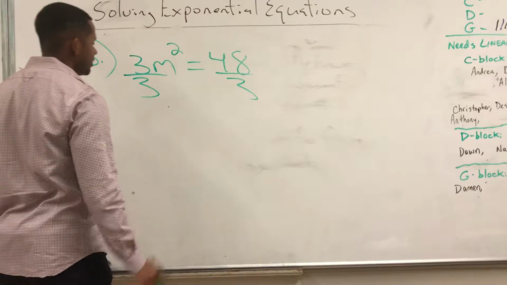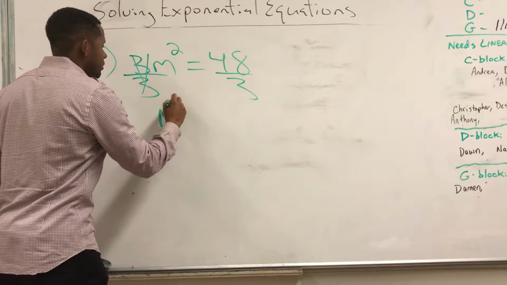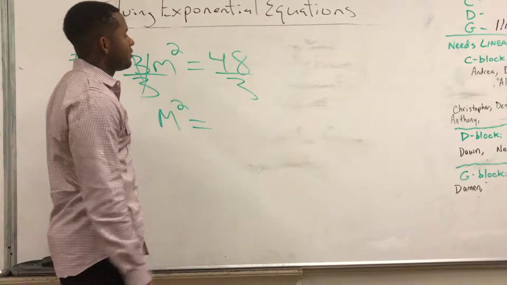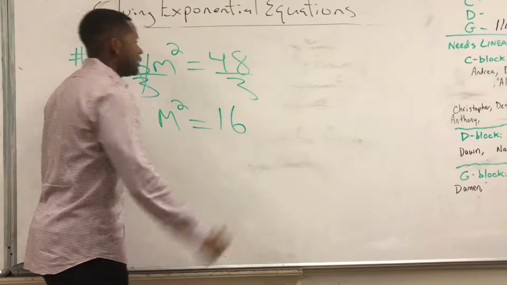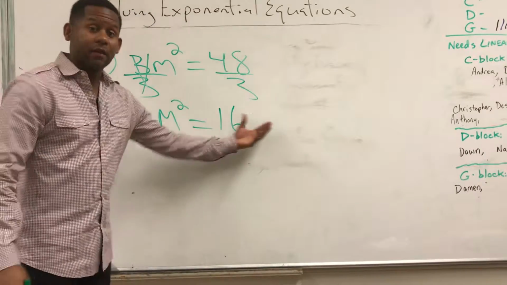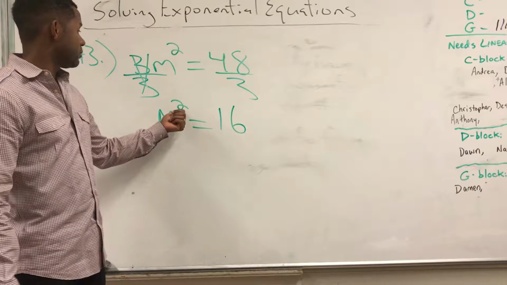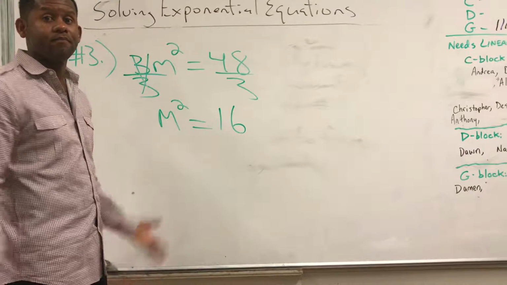Nothing has changed. These cancel. I end up with m squared equals, what's 48 divided by 3? 16? Yeah? 16. Now I'm left with a variable connected to an exponent equals some number.